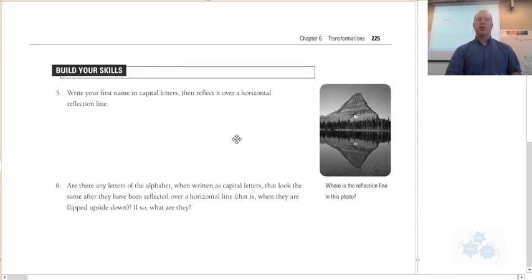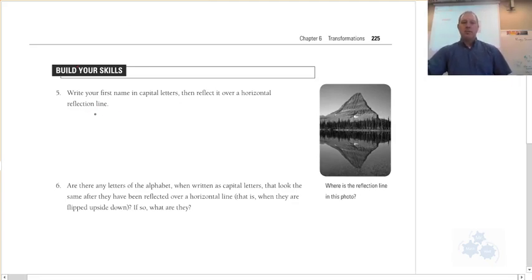Okay? So build your skills. Your job is to write your first name in capital letters, then reflect it over a horizontal reflection line. Now you can draw your letters, you don't have to draw them in 3D, like the R and the E there. You could just draw it like this.